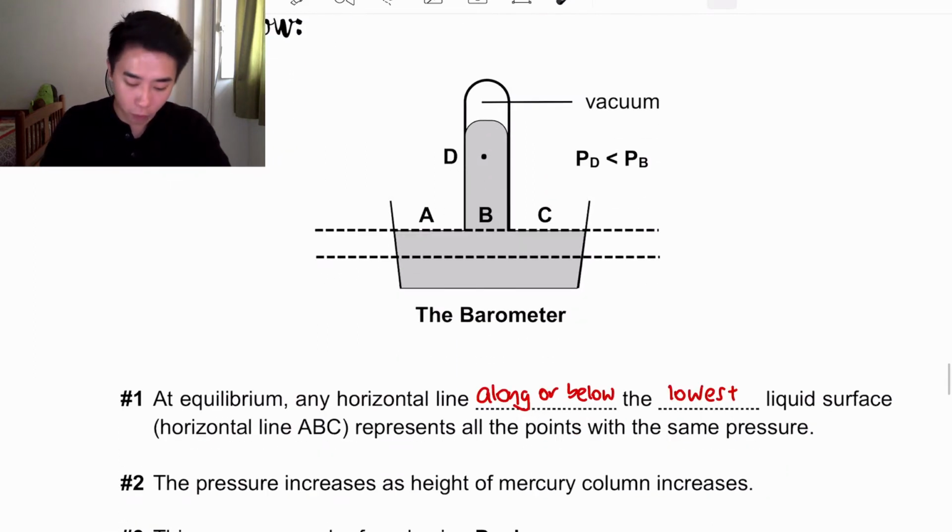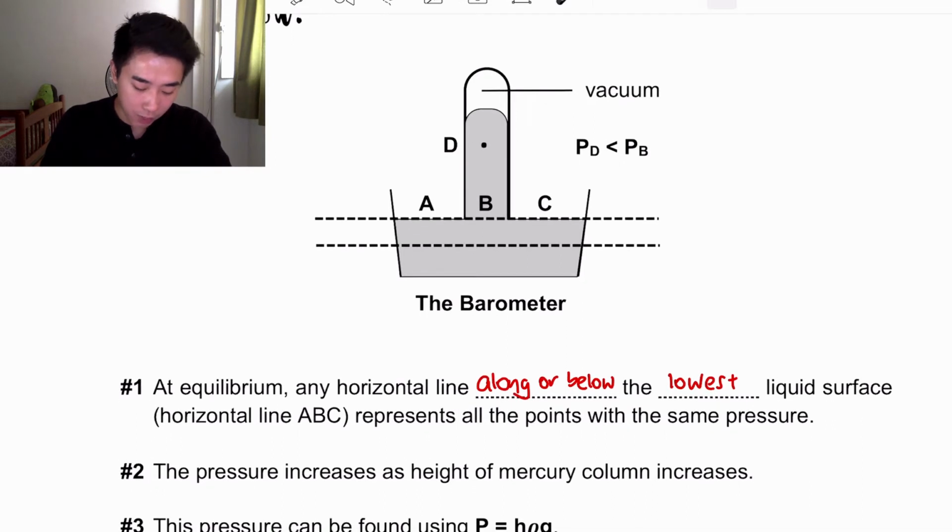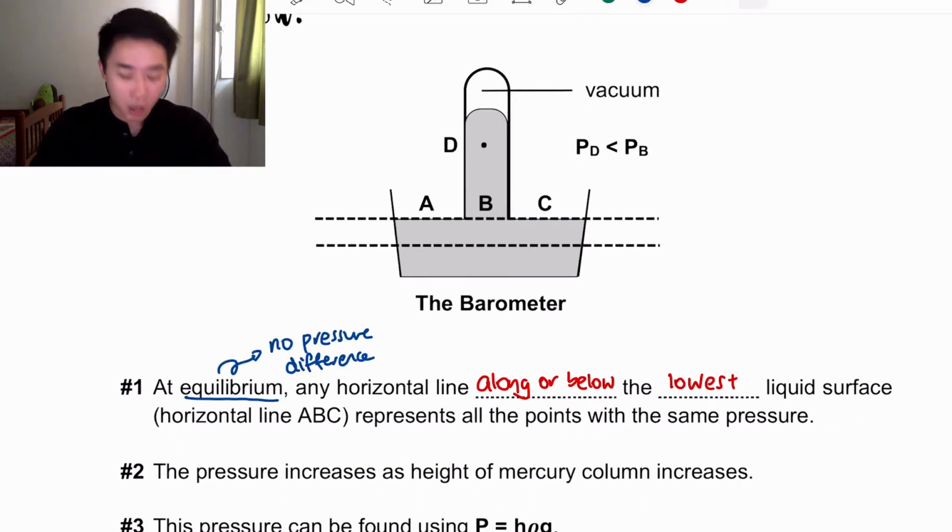Now there are some rules to follow. These are rules that you must know by heart. So number 1, at equilibrium. This is probably the third time you have seen the word equilibrium, and what it really means is that there's no pressure difference within the external environment and the internal barometer. So at equilibrium, any horizontal line, but this horizontal line must be along or below the lowest liquid surface.